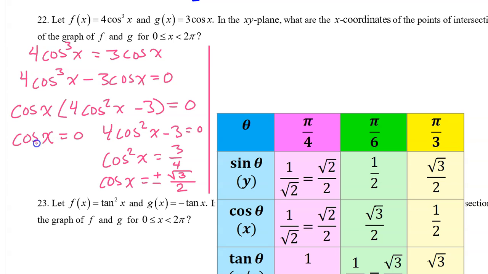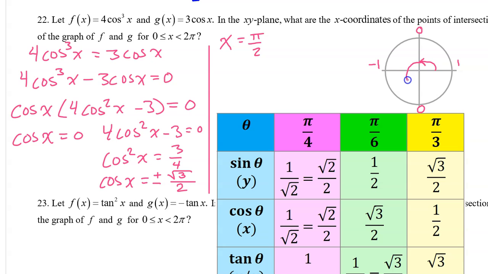We can easily solve cosine x equals 0. Cosine is the x value on the unit circle. So where do x values equal 0? That's going to be here and here. On the right hand side, the x value is positive 1, and on the left hand side, the x value is negative 1. But cosine will equal 0 at pi over 2, which is right here. So that's one solution. And x equals 3 pi over 2, which is right here. So that is our second solution.